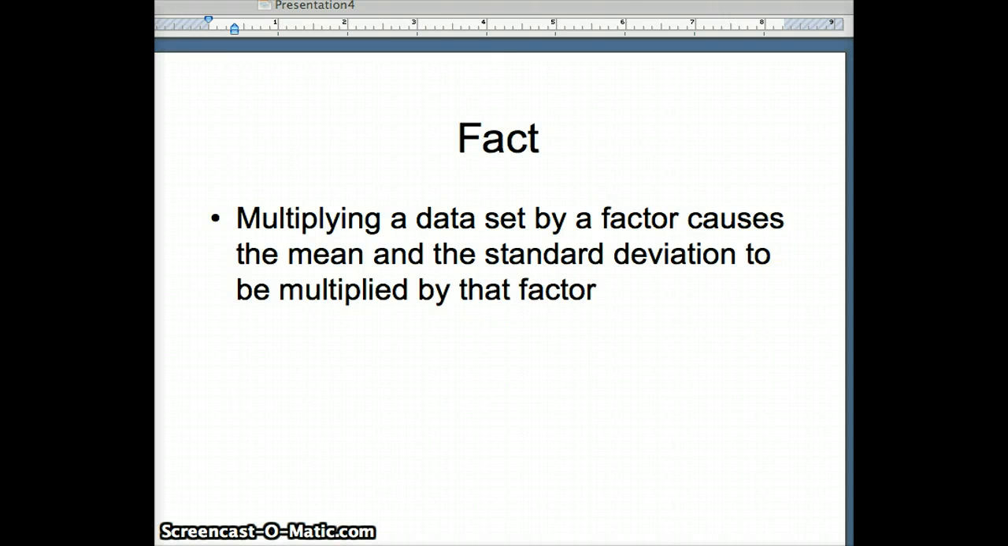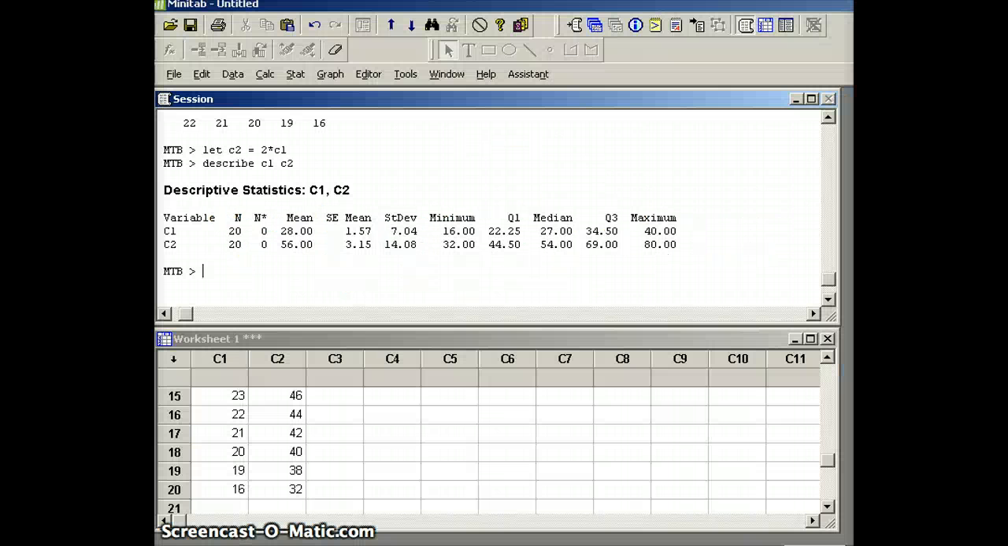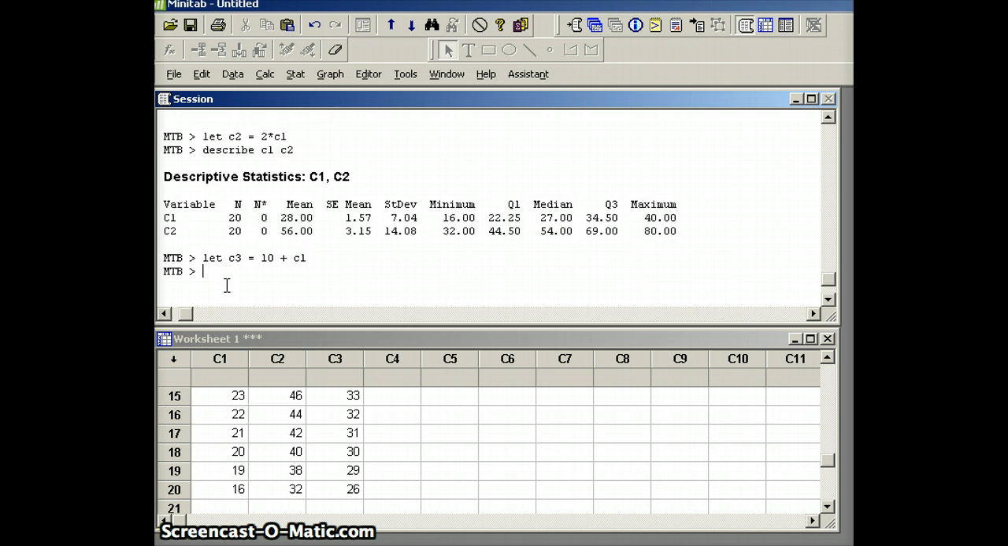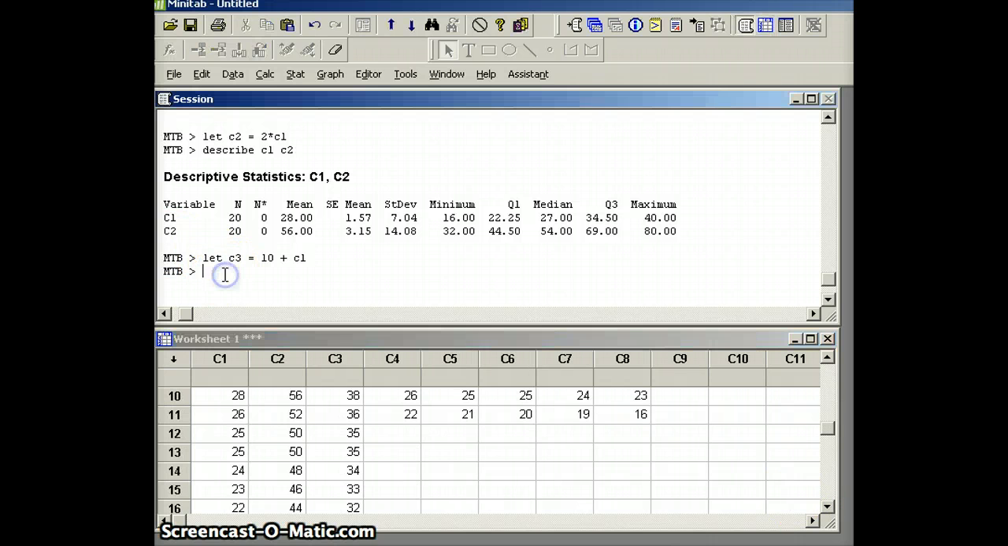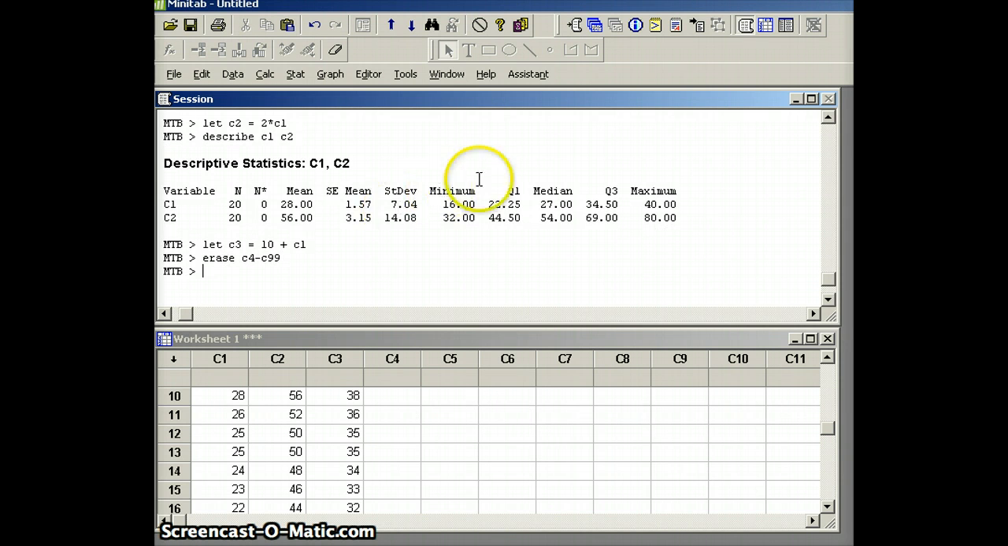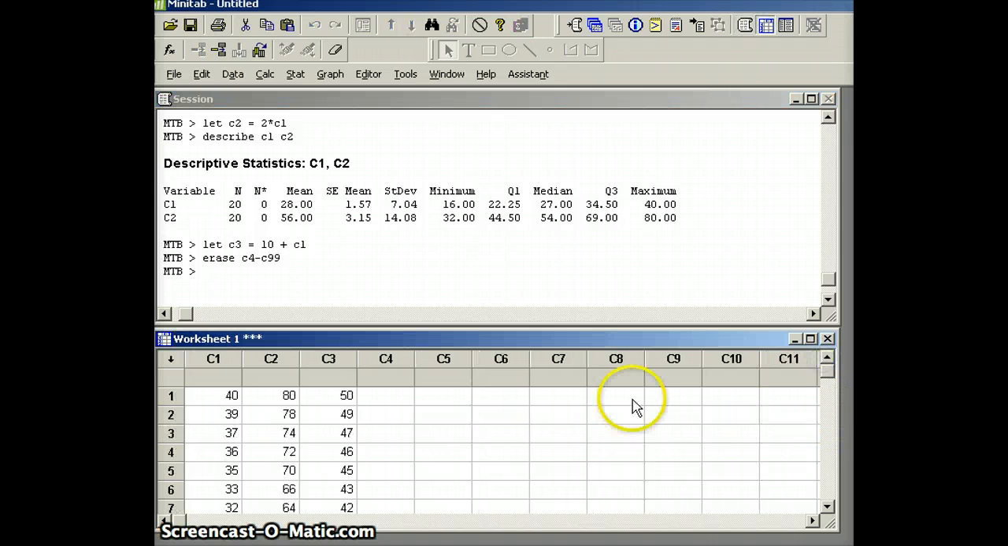Now what happens if we add a number to all elements in a data set? So this time I'm going to say let C3 equal 10 plus C1. So all the elements in C3 are 10 more than all the elements in C1. We'll take a look at the numbers in C3. It was 40, now it's 50. Was 39, now it's 49. So we added 10 points to all the values in C1 to create C3.